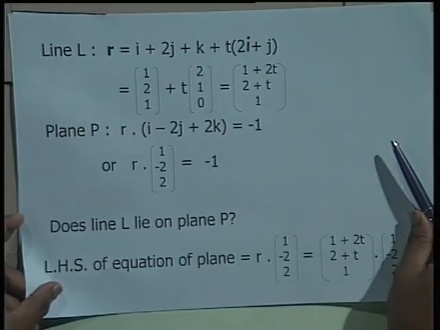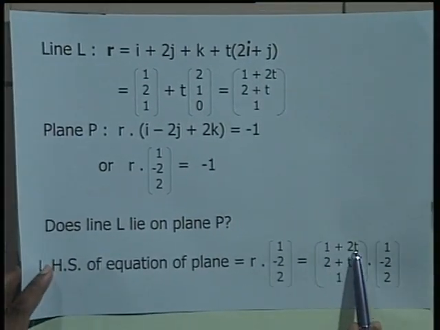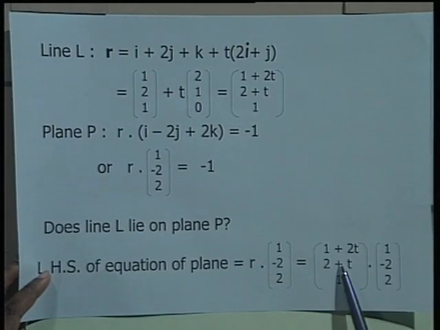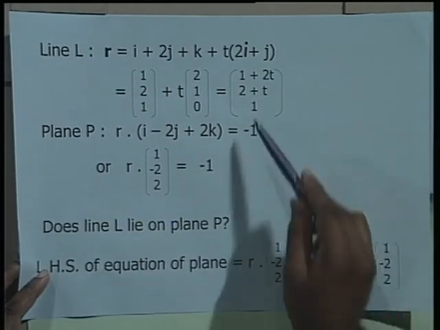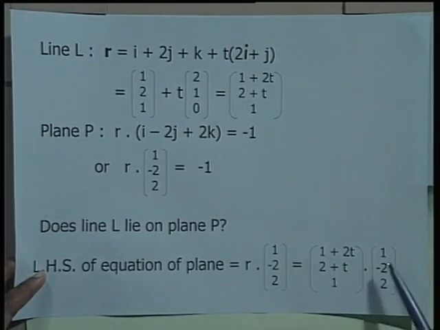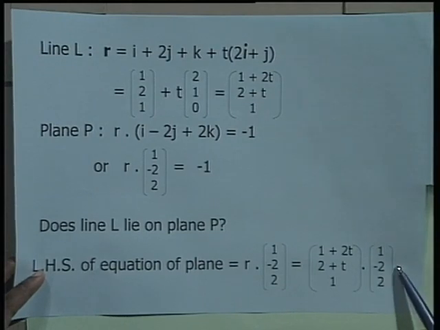The dot product gives us the following: (1 plus 2t) times 1, (2 plus t) times minus 2, 1 times 2, where this expression was obtained from the equation of the line, and this is the vector perpendicular to the plane.